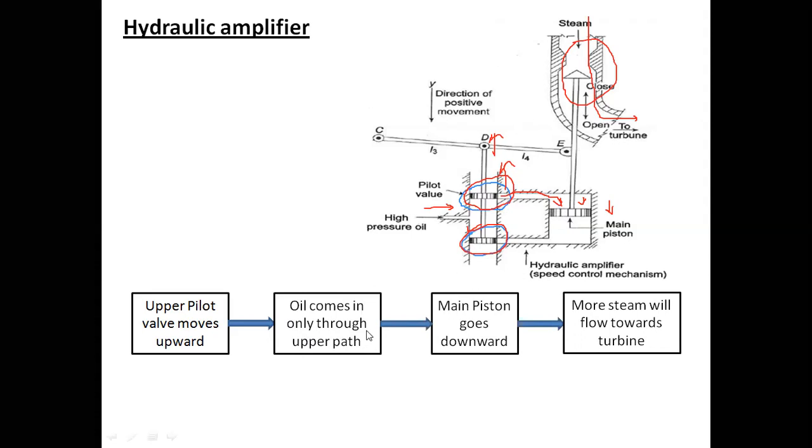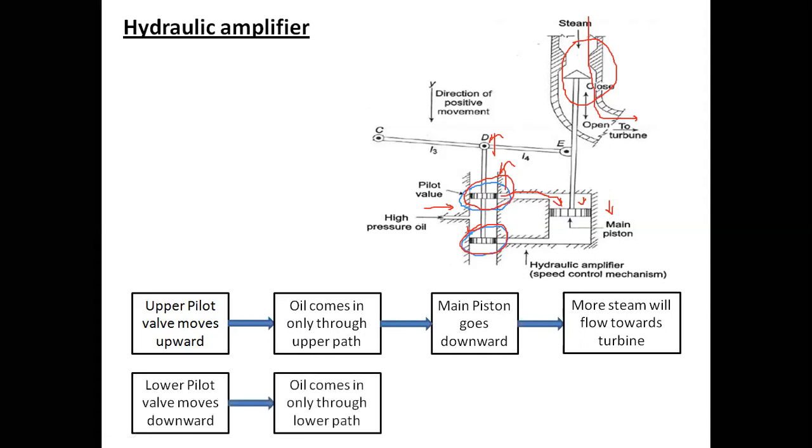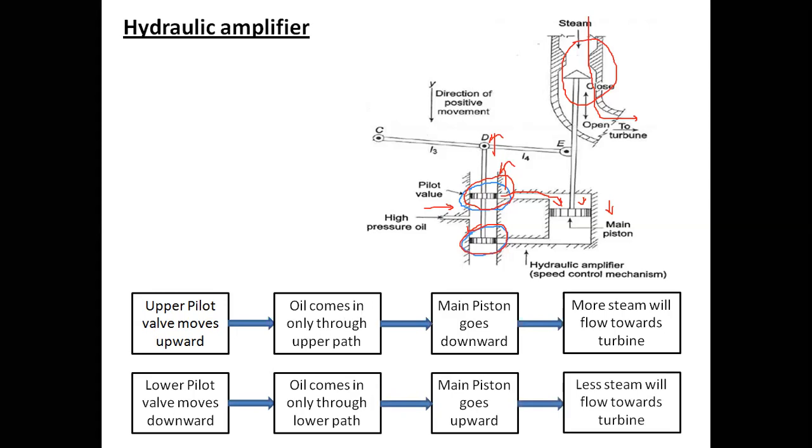Similarly, when the lower pilot valve moves in the downward direction, oil will come into the main chamber by the lower path. It will push the main piston in the upward direction, so the main piston goes upward, less steam will flow to the turbine, and the turbine blade will rotate slower. So this is the basic process of this system.